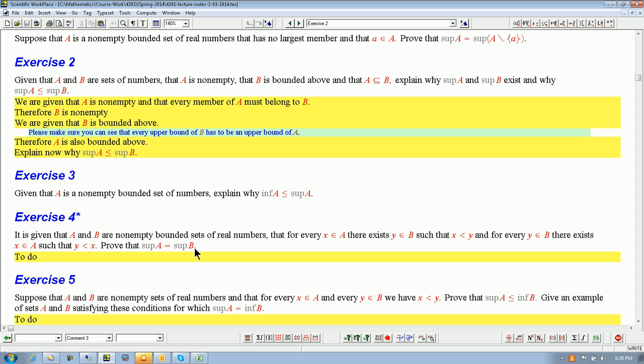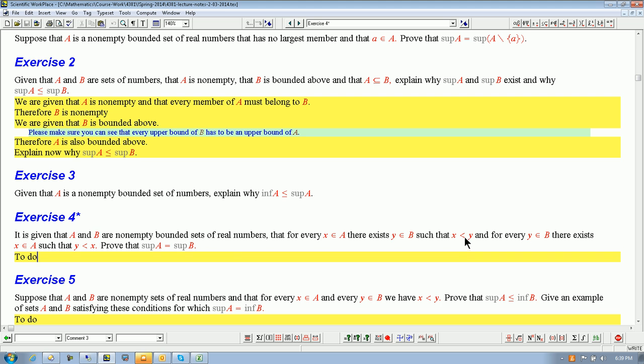So I'm going to move to exercise 4. I know that help was provided. I managed to put stars on the ones for which there was help provided, but I still want to say something. It is given that A and B are non-empty bounded sets. So it's given that A is non-empty and B is non-empty. And it is given that for every X in A, there exists a member Y of B such that X is less than Y.